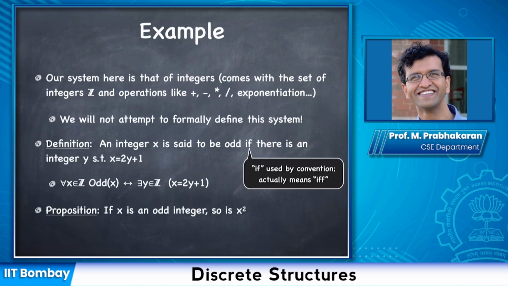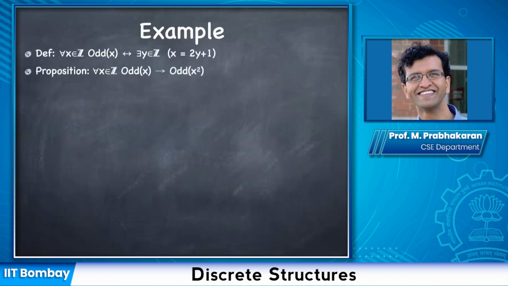Okay, here's a proposition that I would like to prove. It's not a definition or an axiom or anything. It states that if x is an odd integer, then so is x squared. Okay, so let's see what it formally looks like. It's for every x in Z, x is odd implies x squared is odd. Okay. So let's see what a proof for this looks like. So this was my definition, and this is a proposition I'm interested in proving.